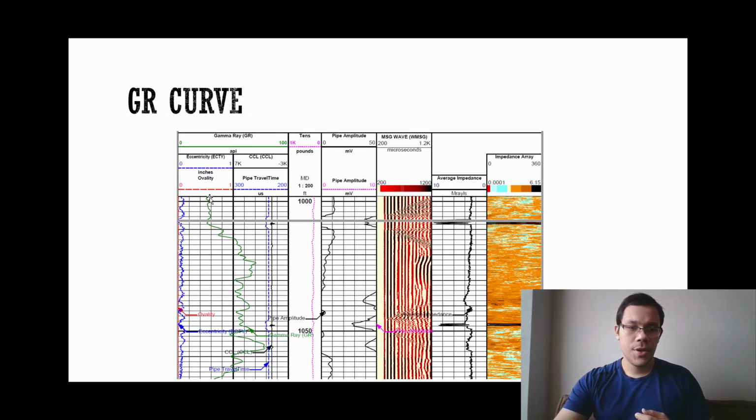This is how a gamma ray curve might look. In this case, the scale from 0 to 100 is the green curve, and all of this is our gamma ray. And that's pretty much it.